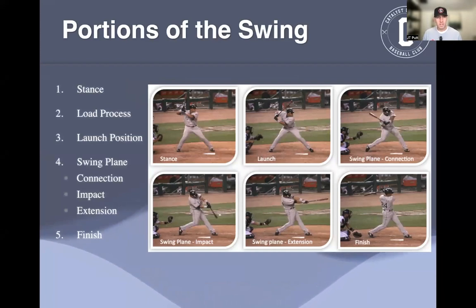Understanding number one, different portions of the swing. Now, of course, you could break it into all sorts of different pieces. This is again a very high level view to just have some basic agreed upon language in terms of what portion of the swing we're talking about. So number one, stance. Number two, load process. Three, launch position. Four, our swing plane, which we commonly break down into connection, impact, and extension.